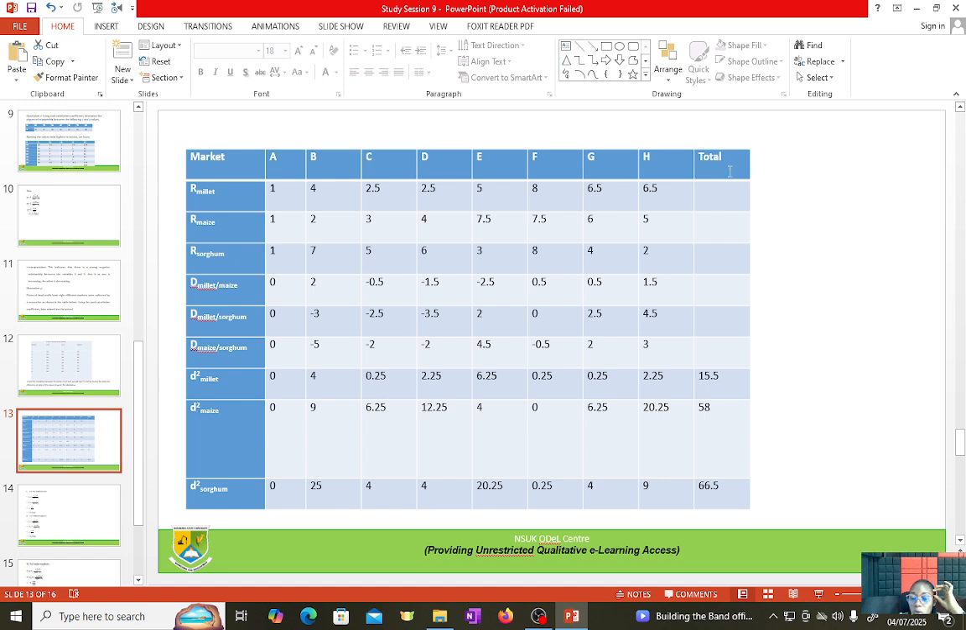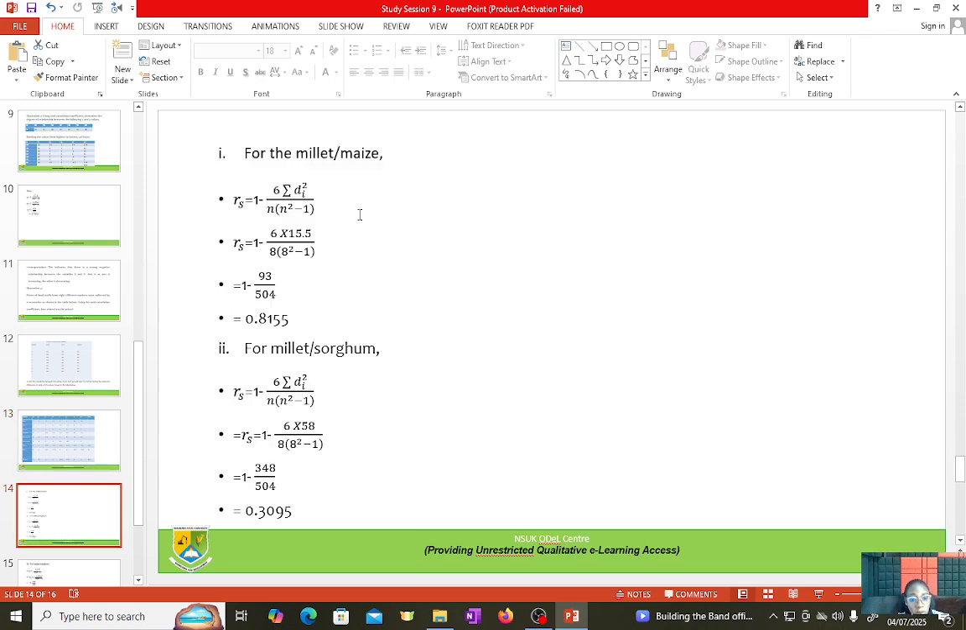Then this particular column gives us the total of the squared differences between millet and maize, millet and sorghum, and maize and sorghum. These are the things we need to substitute into our formula. So by this table, we are halfway into our solution. What's left now is the substitution and the use of your calculator.